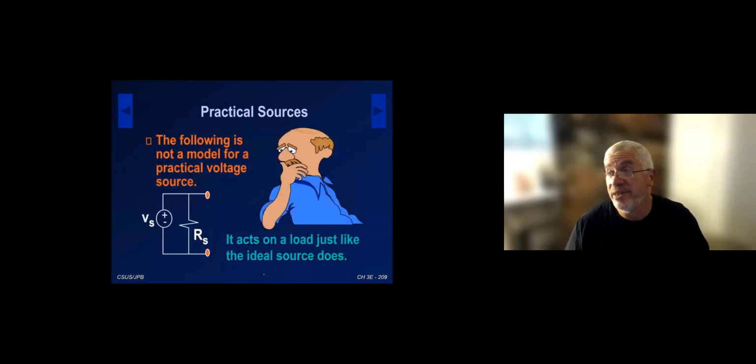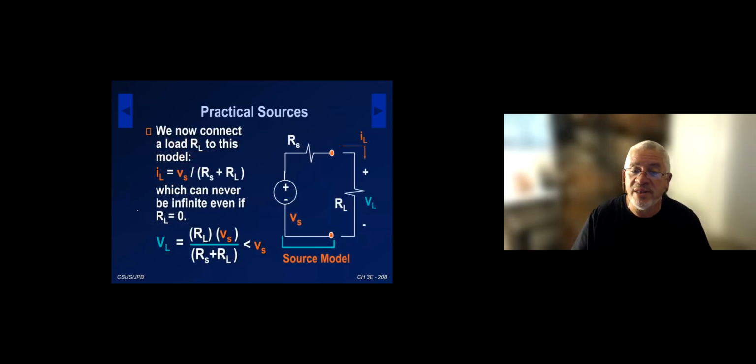Just to make sure you know, this is not a practical model for the voltage source: a resistance Rs in parallel with an ideal voltage source does essentially nothing to the model. So again, this is the practical voltage source model, and it is an ideal voltage source in series with a source resistance.